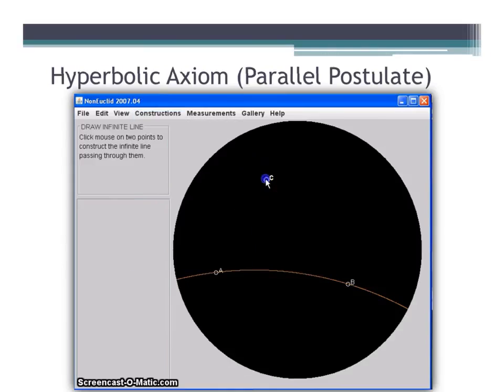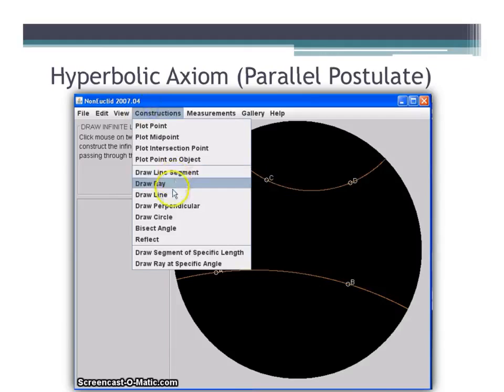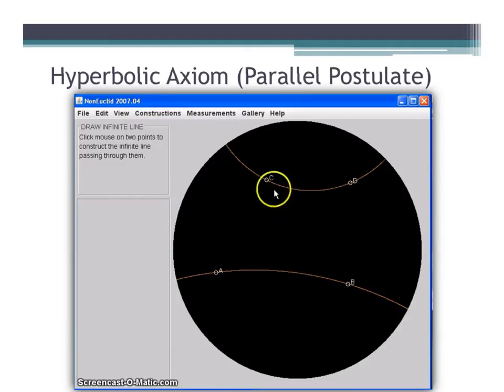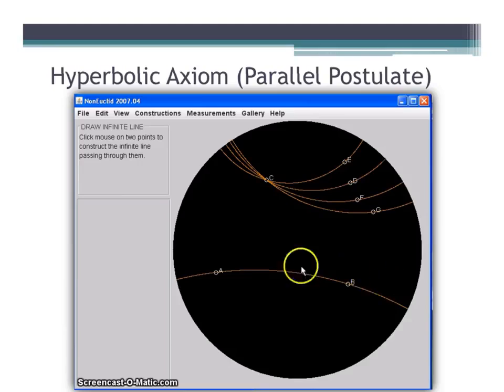Let's see if we can draw a line through point C parallel to AB. So let's draw line CD. Notice lines AB and CD go off in different directions and they will never intersect. So they are parallel. Let's see if we can draw another line through point C parallel to line AB. Let's draw a line CE. This line will also never intersect. Line CF and line CG. All of these lines are parallel to AB and will never intersect AB. So we can draw infinitely many lines parallel to AB through point C.